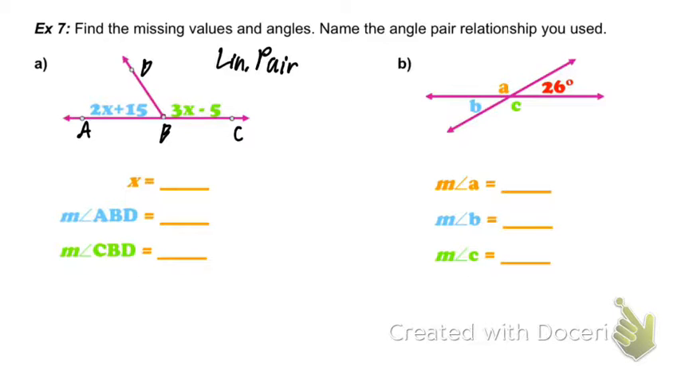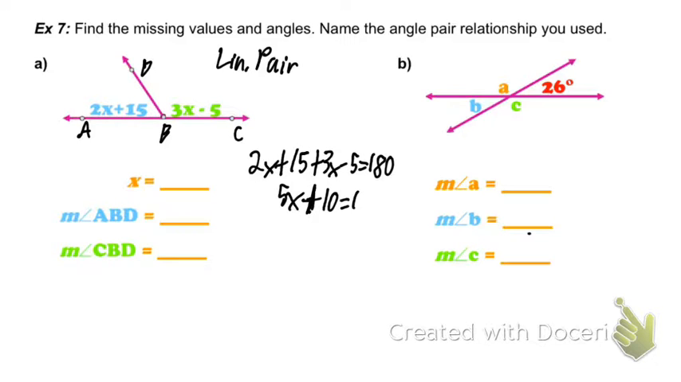Since these are a linear pair, they add to 180. So what we're going to do is add them to 180. 2x plus 15 plus 3x minus 5 equals 180. Combine like terms, 2x plus 3x is 5x. 15 minus 5 is plus 10. That equals 180. Subtract 10. 5x is 170. Divide by 5 and get x is 34.